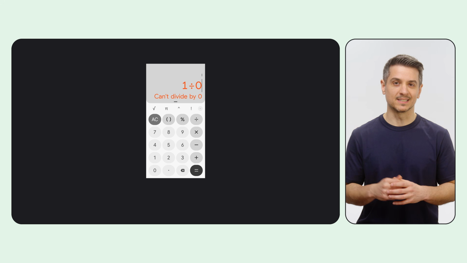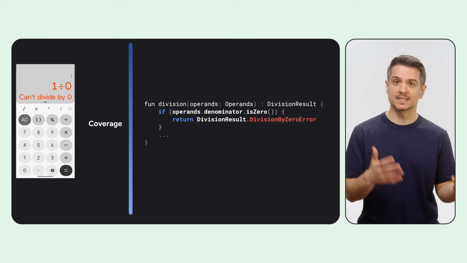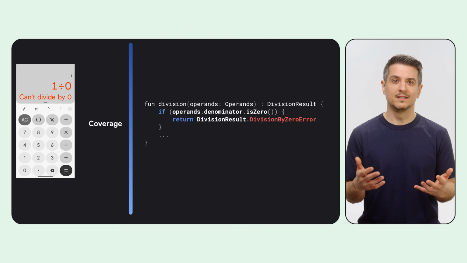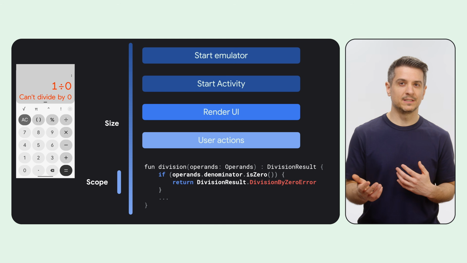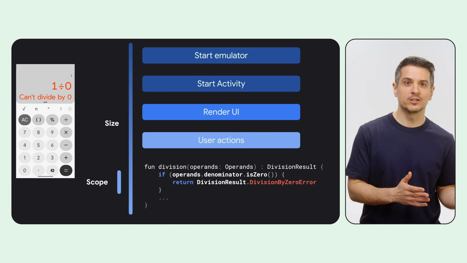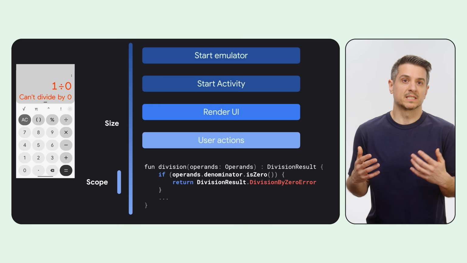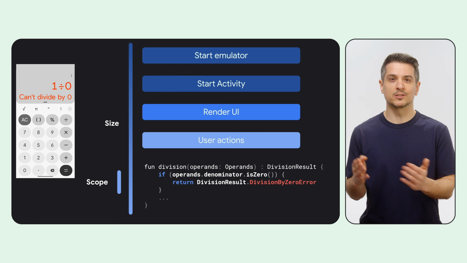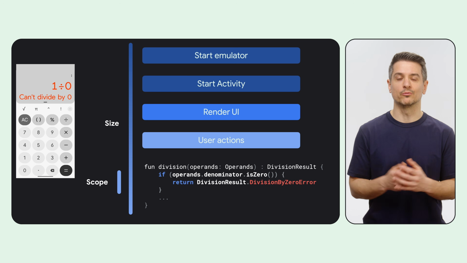We'll talk about screenshot testing in the next video. And yeah, the screenshot test would cover our statement, what we wanted to test. But it's also going to start an emulator or whatever runs Android, an activity, render a UI, interact with it 4 times, take a screenshot, and compare every pixel. If we use this approach for all, say, 100 different errors across operations, we would need 100 different screenshot tests that could take minutes to run.